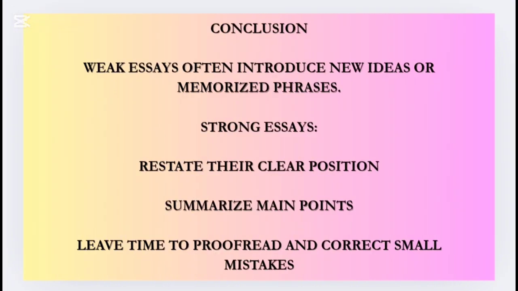Finally, let's talk about the conclusion. Lower band students often introduce new ideas here or use memorized phrases and idioms that don't belong. High scorers do three things: restate their clear position, summarize their main ideas, proofread. Yes, proofreading. Band 7 to 9 students finish writing with time to check for small errors. Because they planned well, their writing is more organized and they can afford time to revise. Low scorers often don't even reach the conclusion, they run out of time due to poor planning and writing processes.